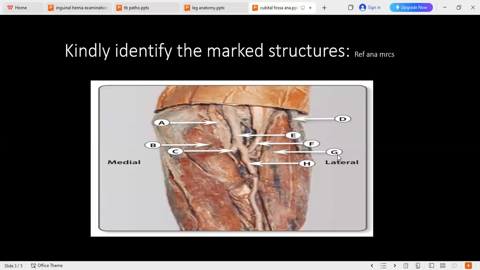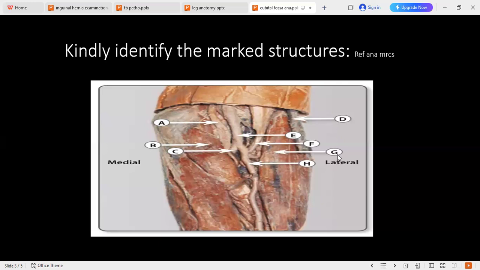Please tell me about the abductor pollicis longus muscle, its action and its nerve supply. It forms the lateral boundary of the anatomical snuffbox. Okay, but I wanted its nerve supply. It is supplied by the median nerve.